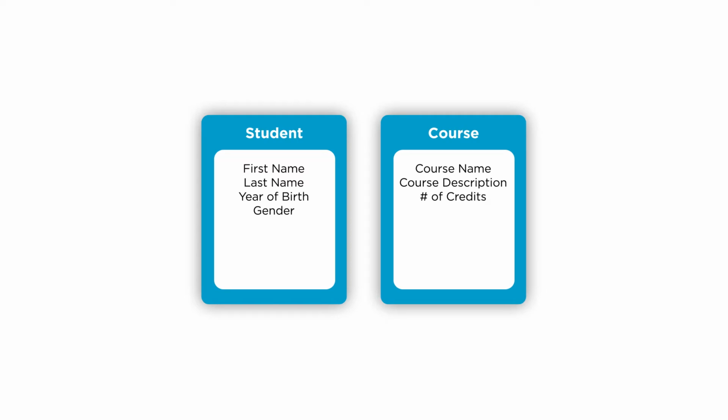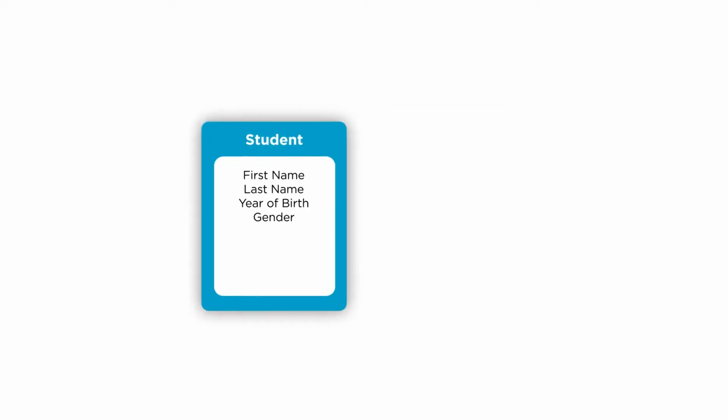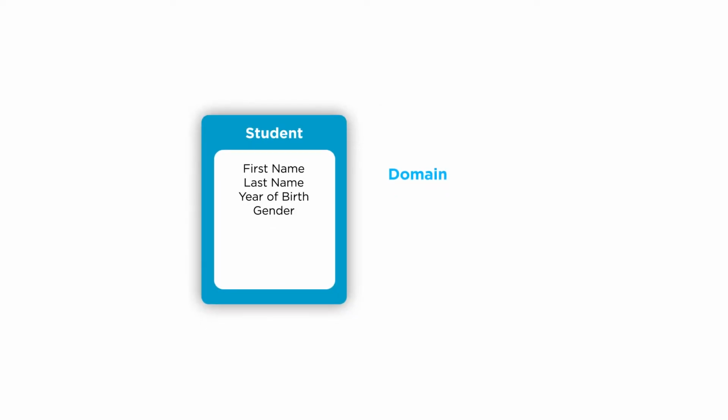Now, one very important part of the model, each of these attributes has a domain of possible values. At the very simplest level, the domain is very simple, so we can specify, for example, that first name and last name consist of text, and that's the domain. If we take a look at the year of birth, the domain for this attribute is a number, and we can potentially limit this number to be an integer between 1900 and 2020.